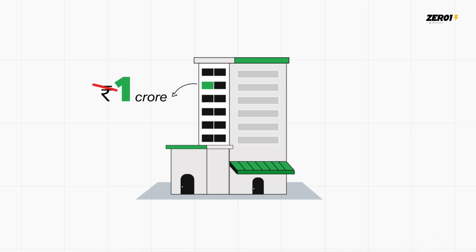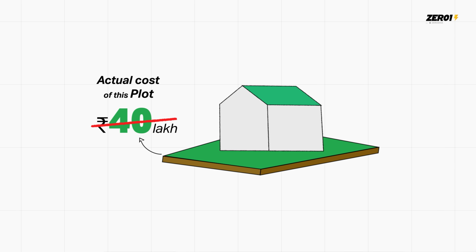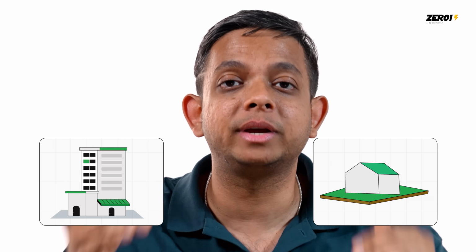First, we'll calculate the actual cost of buying this apartment. Second, we'll calculate the actual cost of this plot and actually building a house on top of it. Then we'll compare which one wins over a 5, 10, 20 year period.